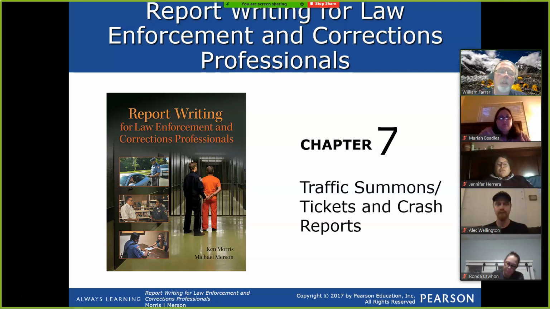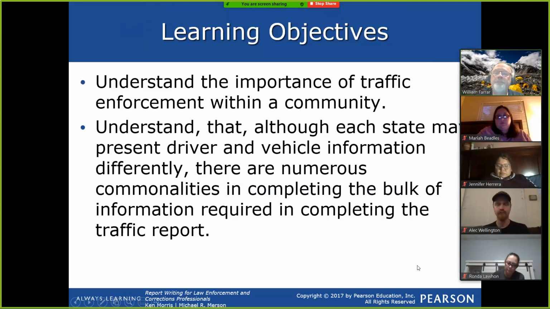But we're going to talk about traffic summons or ticket, depending if you're on the East Coast or West Coast, and then crash reports. And then of course, we'll go over our writing assignment, which is our DUI report. So something a little bit different this time.